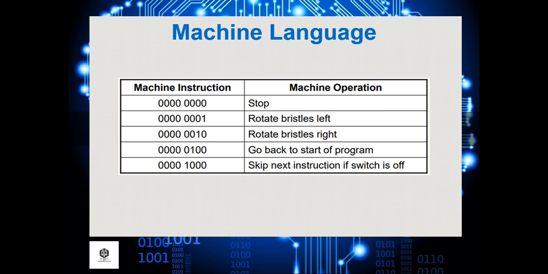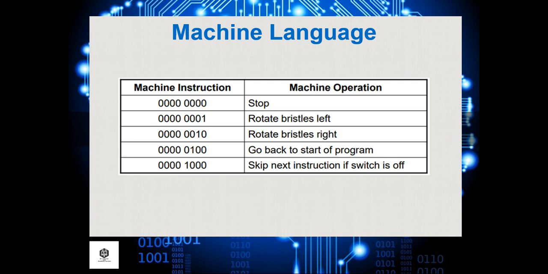For example, machine instruction 0000 0000 in machine operation is stop. Next, the machine instruction 0000 0001 means, in terms of machine operation, rotate bristles left. Next, machine instruction 0000 0010 means rotate bristles right.